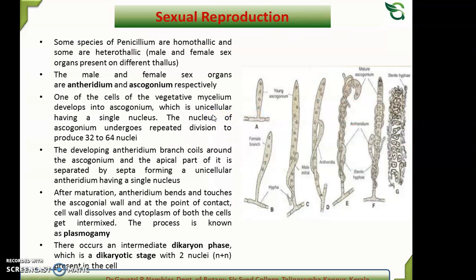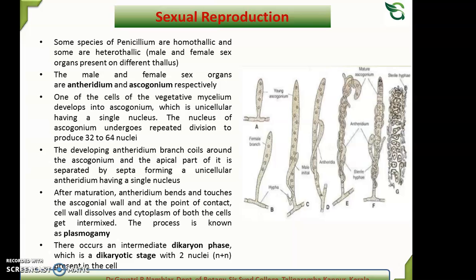Next, we move into sexual reproduction. Now, sexual reproduction of Penicillium is a bit complicated when compared to the asexual reproduction. Some species of Penicillium are homothallic, whereas some are heterothallic. Homothallic is the condition in which male and female sex organs are present on the same thallus, while heterothallic is the condition in which male and female sex organs are produced on different thalli. So, some species are homothallic and some are heterothallic.